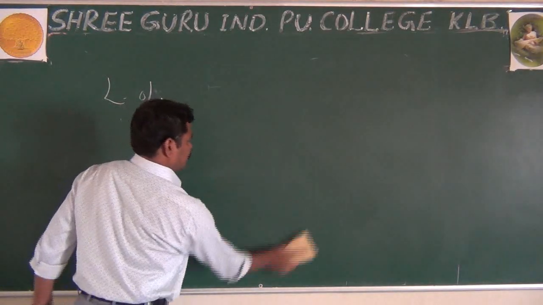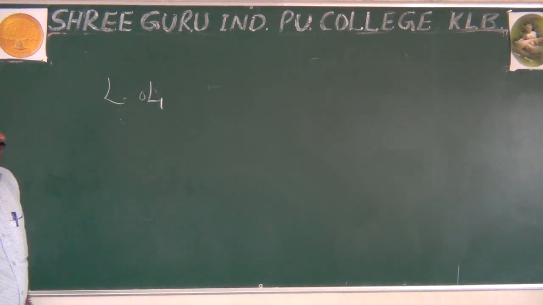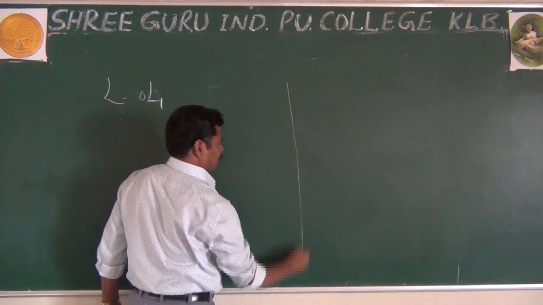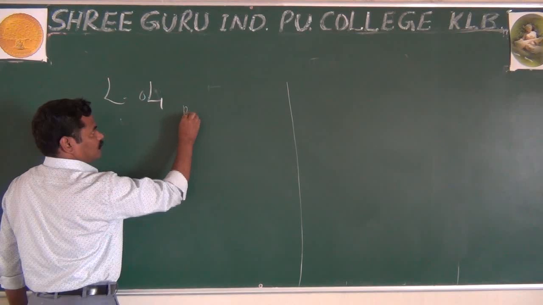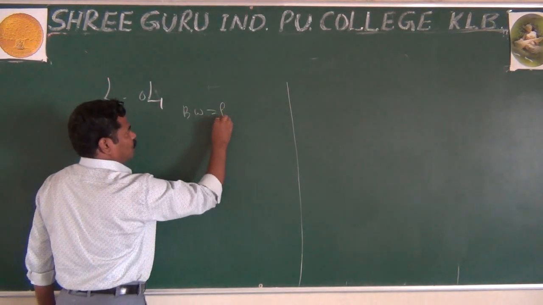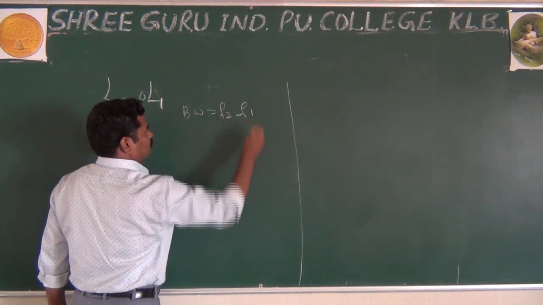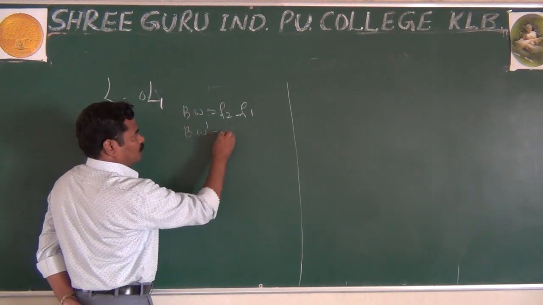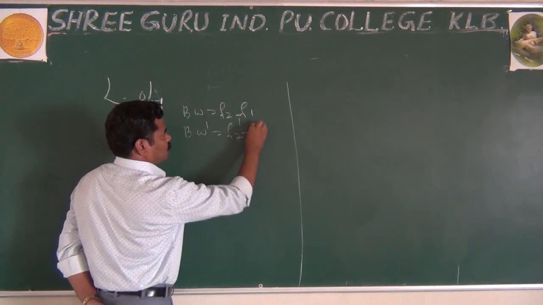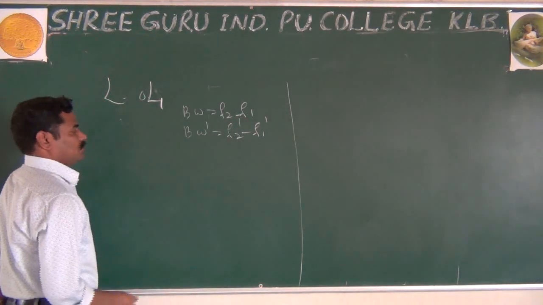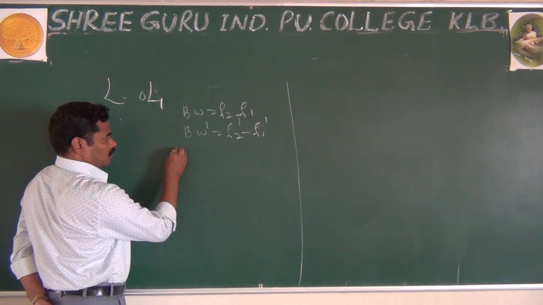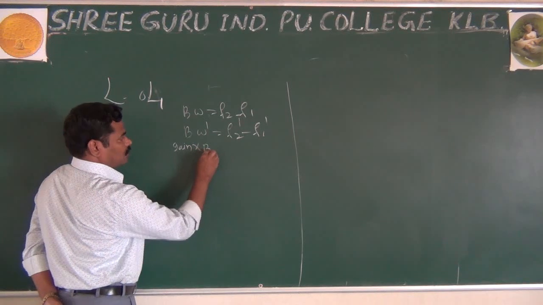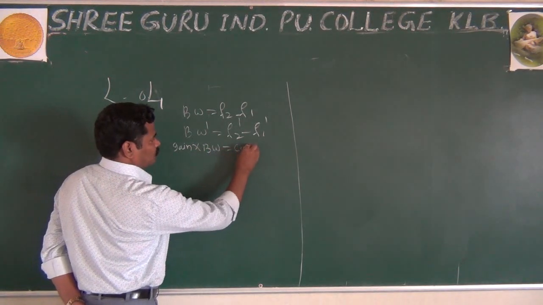What is the effect of the bandwidth? As we know, the bandwidth is F2 minus F1 without feedback, and with feedback it is equal to F2 dash minus F1 dash. And also, as I said, the gain and bandwidth product should be constant.